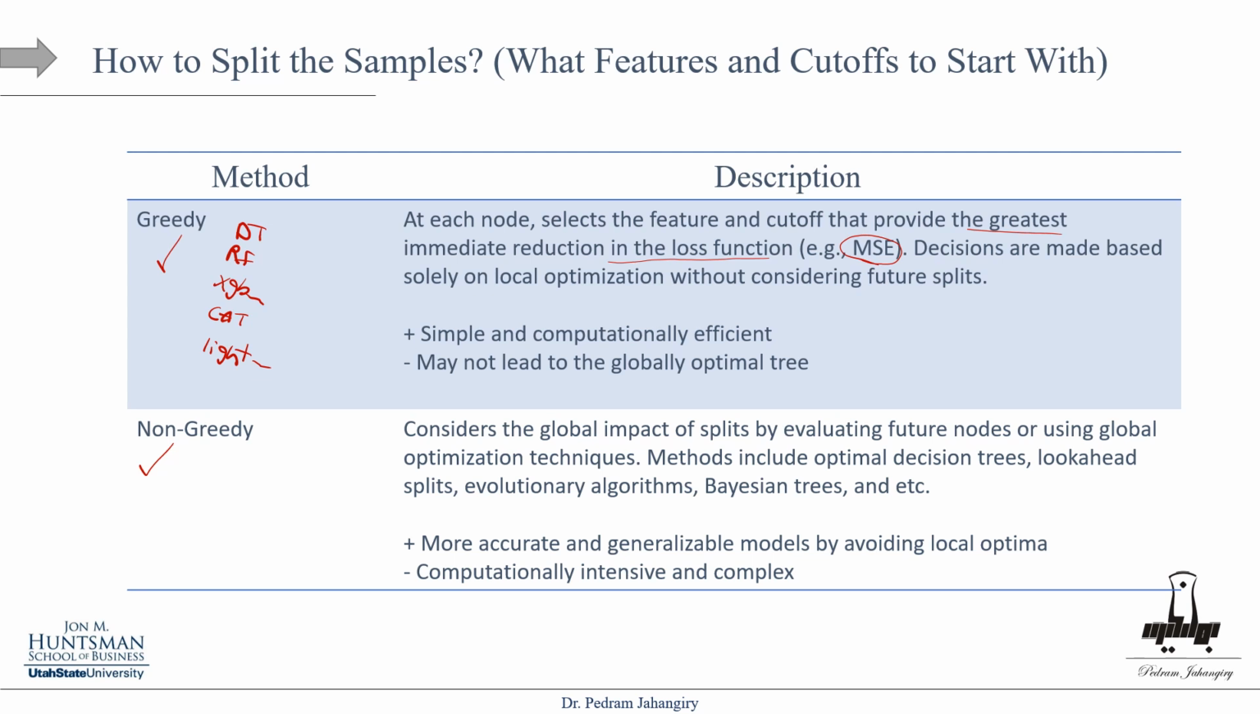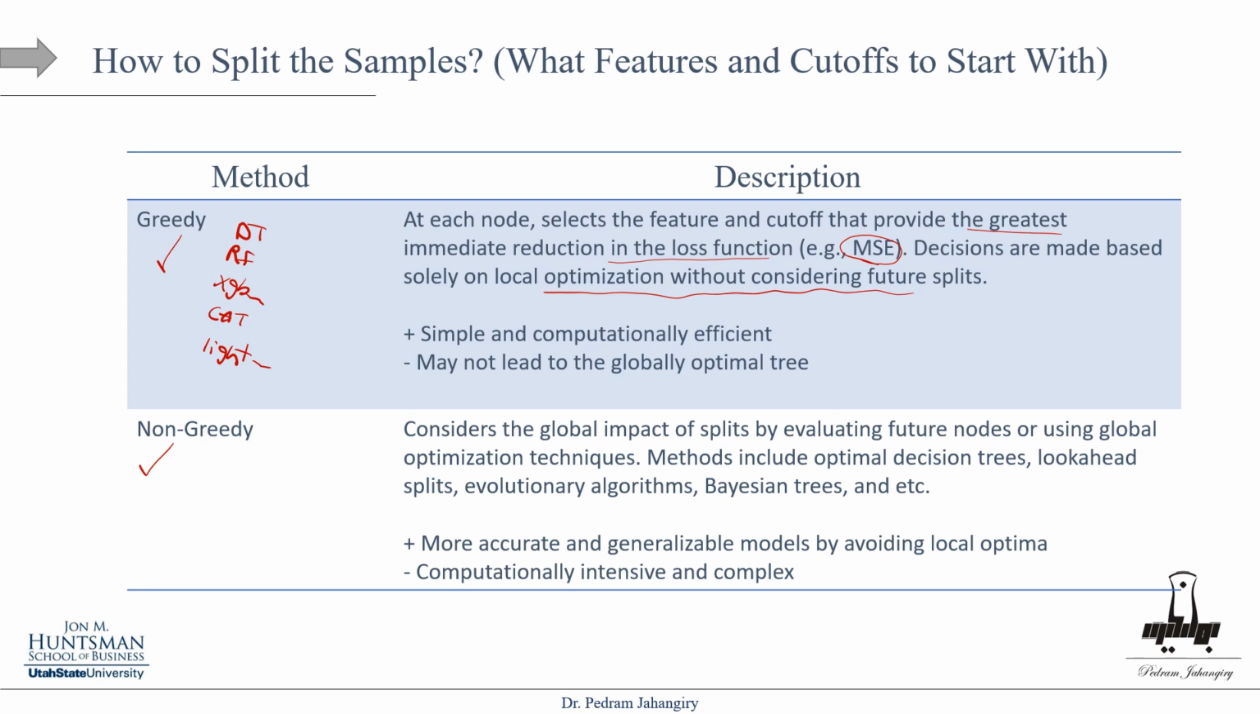These decisions are made based solely on local optimization. So this is where the term greedy is coming from. At each point in your decision tree, you're going to say, what is this cutoff, what is this split going to do for that level? You're not going to look ahead and optimize the global thing. This is local optimization. Again, that's why we call it a greedy algorithm.